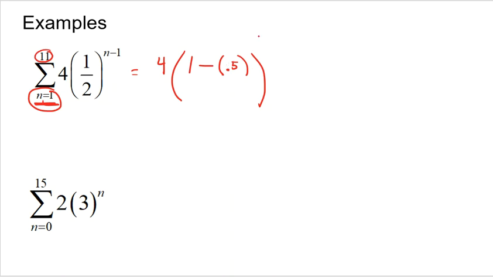And then I'm going to raise it to, again, this is where you got to be super careful, how many terms I have. So 1 through 11 is 11 terms. 1, 2, 3, 4, 5, 6, 7, 8, 9, 10, 11. So I'm going to raise it to the 11th, all divided by 1 minus the ratio, again, which is 0.5. So pretty easy formula.